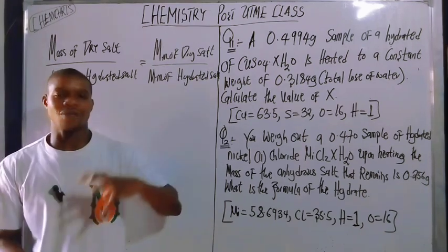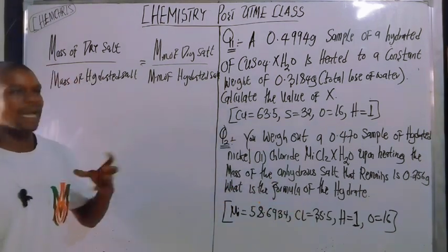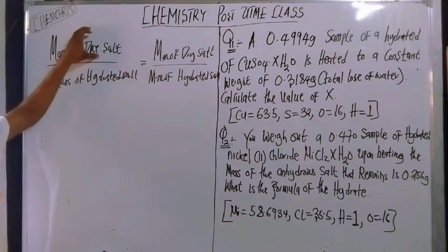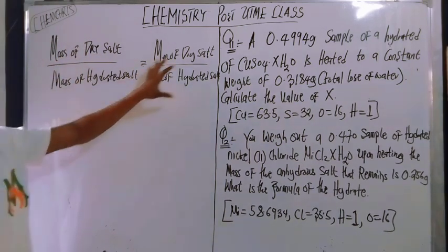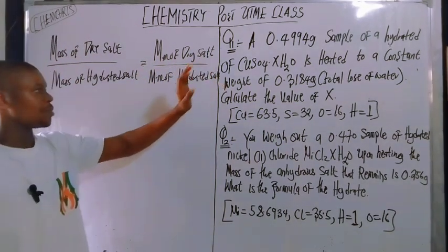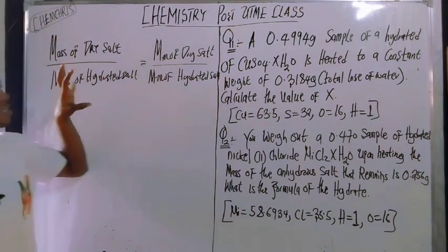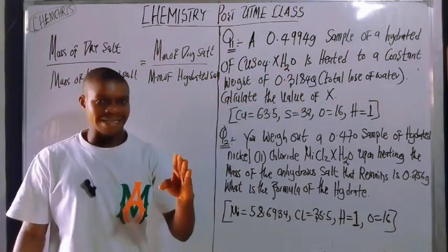Although I also have another method, in your exam just try to use one. So what you want to do here is identify the dry salt and the hydrated salt, then calculate the molar mass of the dry salt and the molar mass of the hydrated salt, then substitute into the formula, then solve for your X. As easy as that.